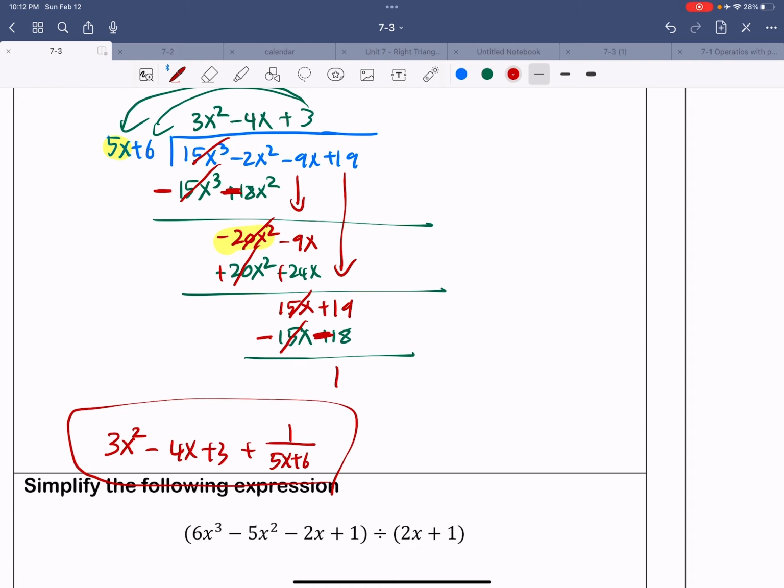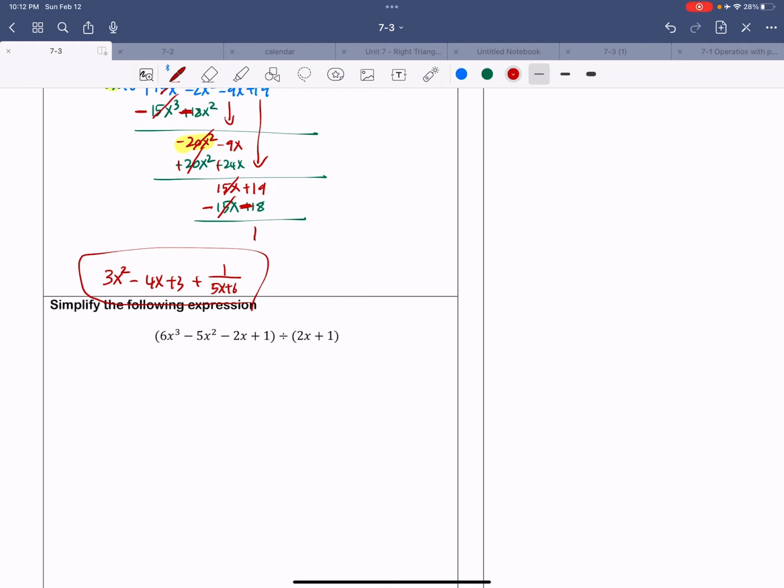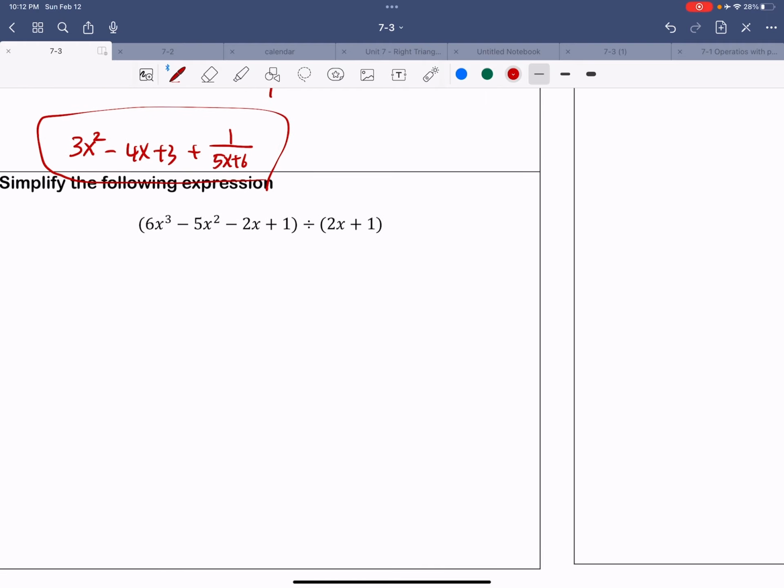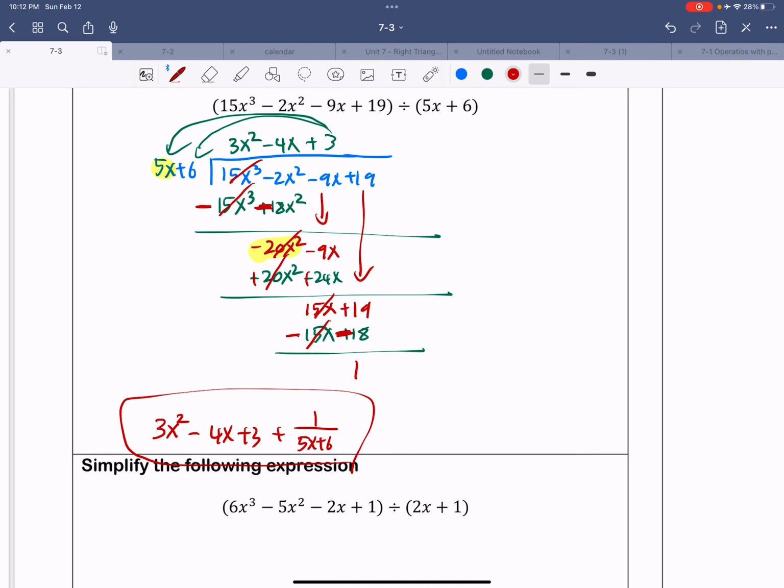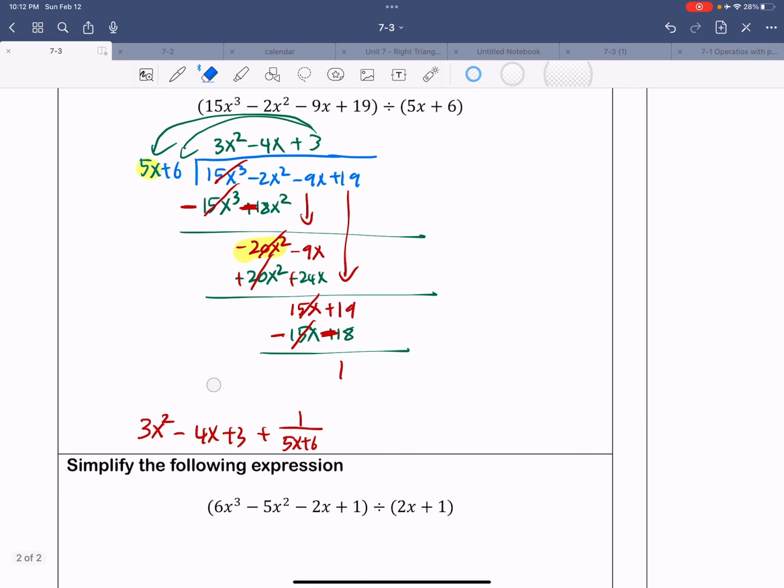Okay? So, try this question by yourself. I will just... Oh, whoa. I'm sorry. I didn't explain what this is. So, here. You see 1 as a remainder here, right?